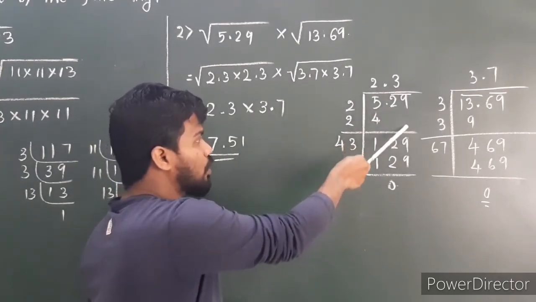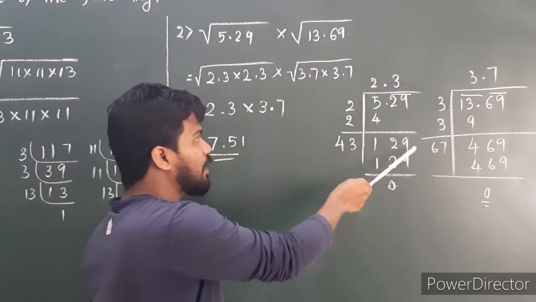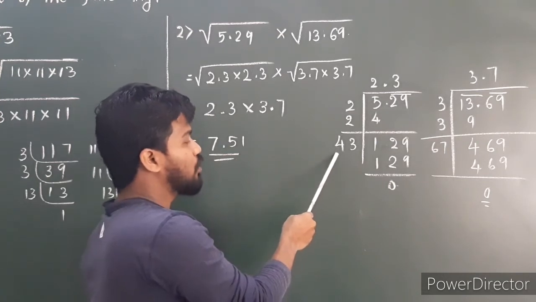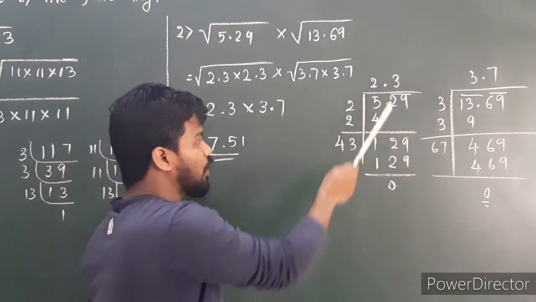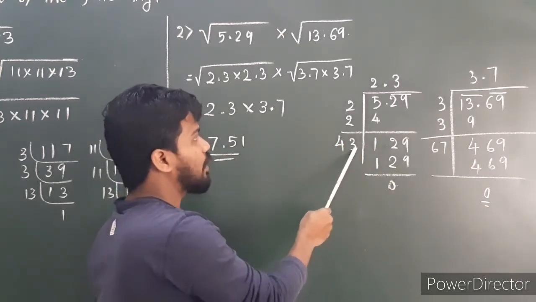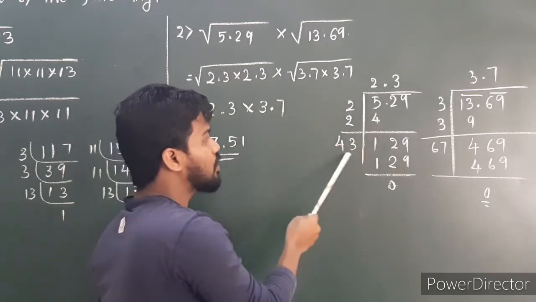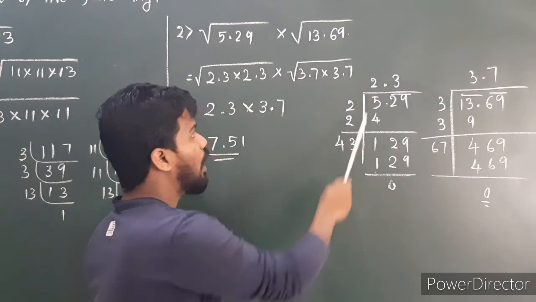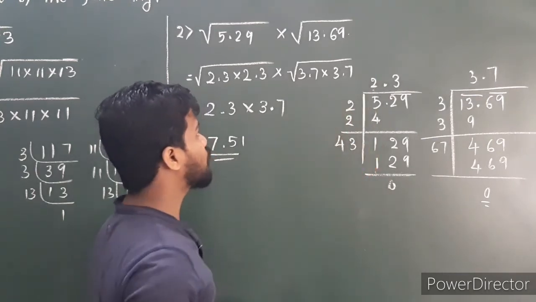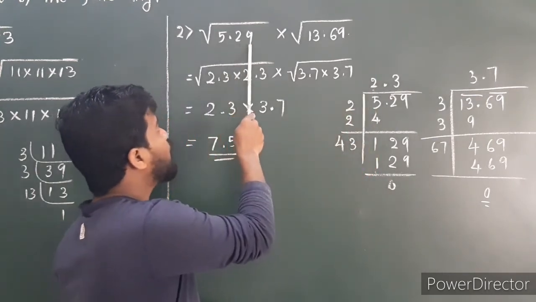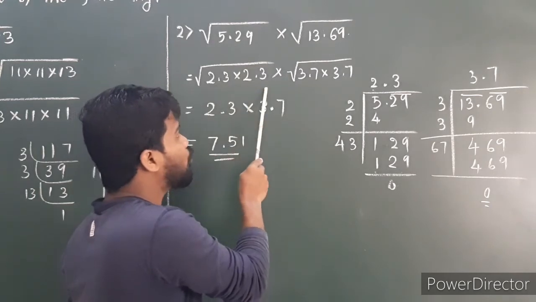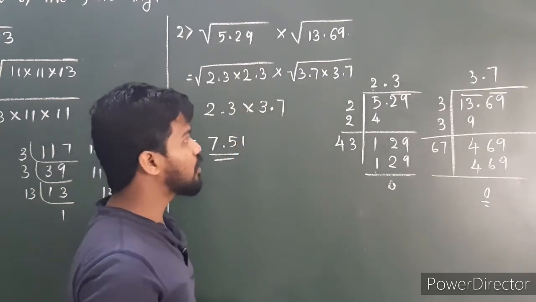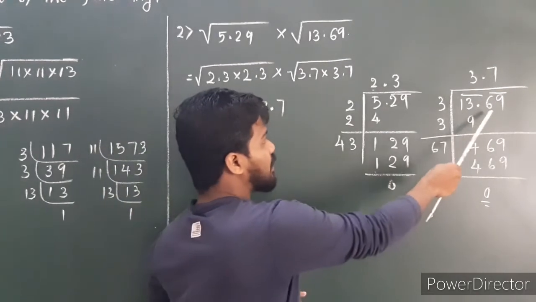The remaining two numbers take down, that is 129. So 2 plus 2, now it is 4. Now you see that 43 into 3 you get 129. So 43, 3 3s are 9, 4 3s are 12. You get 129, so the remainder is 0 and the answer 2.3. That means the square root of 5.29 is 2.3. Similarly, 13.69.